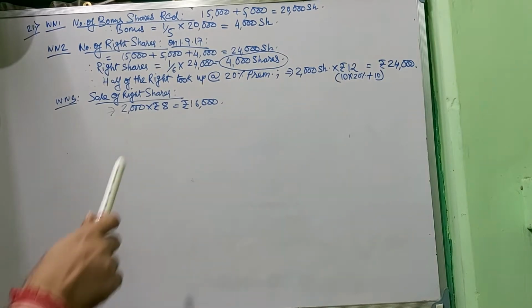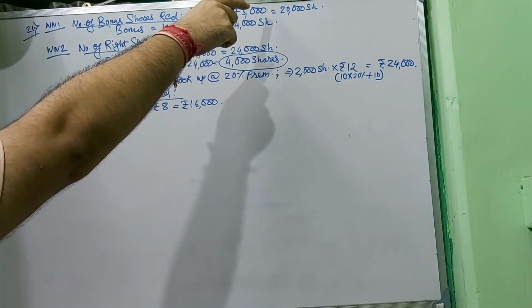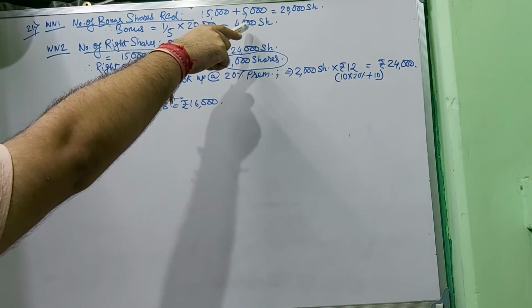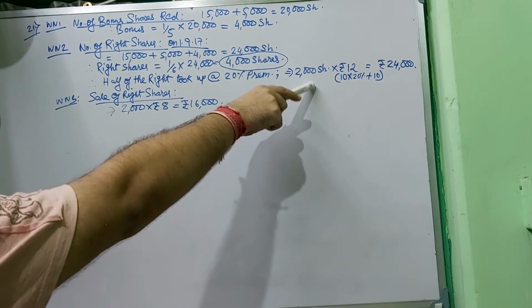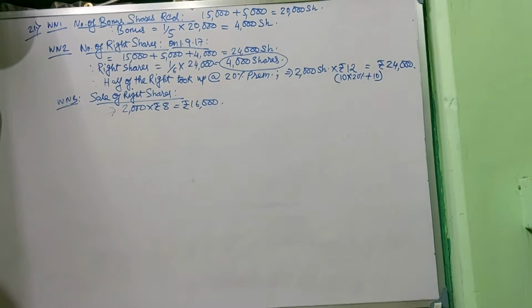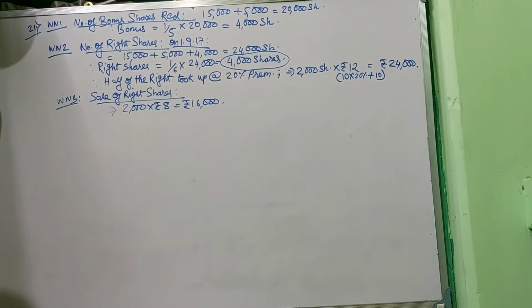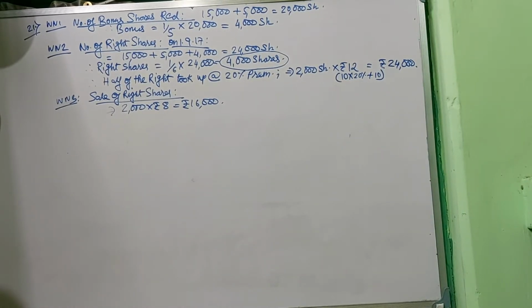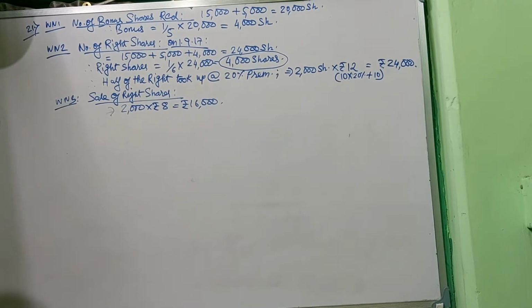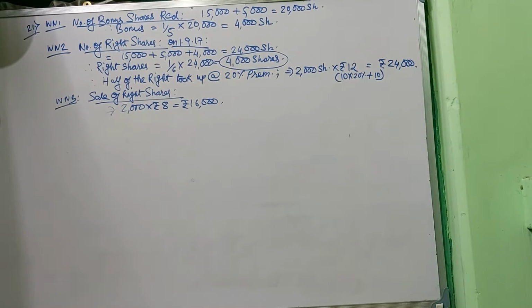Okay? So, basically, how many shares have been sold? Now, 15,000 plus 5,000 plus 4,000 plus 2,000 means 26,000 is your number of shares, and the amount, obviously, how much? It has been issued 15,000 shares at the rate of rupees 15 each. 15 each means 15,000 into 15 is coming 2,25,000 initially.